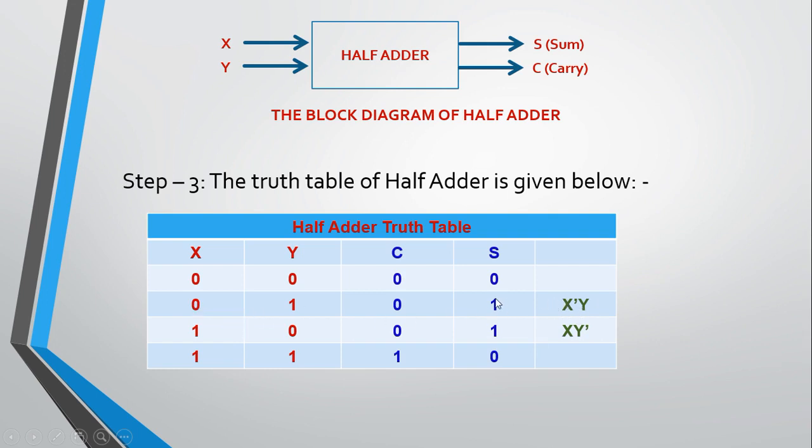In this particular case S generates 1. So in both cases the value of S would be 1. So what is the combination of this? 0 1, so x dash y, and x y dash, which I have written in blue marker. And for C equals x into y, because only in the last case will it generate 1.